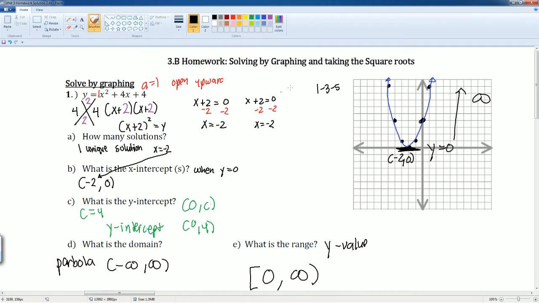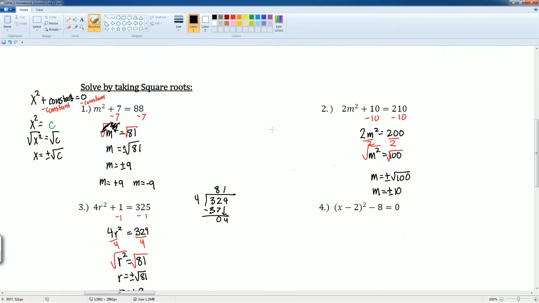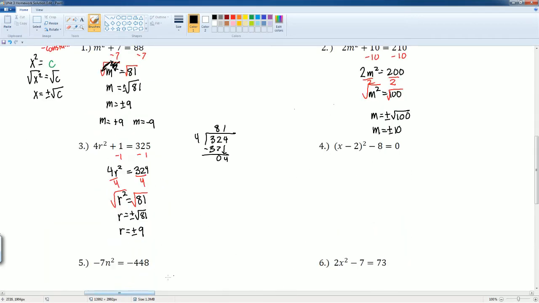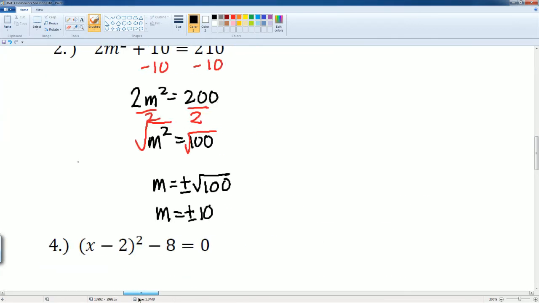This is covering 3B. This is going to be solving by square root. The bottom part is solving by the square root. Here I'm going to be covering 4, 5, and 6. Let's take a look at number 4 here.